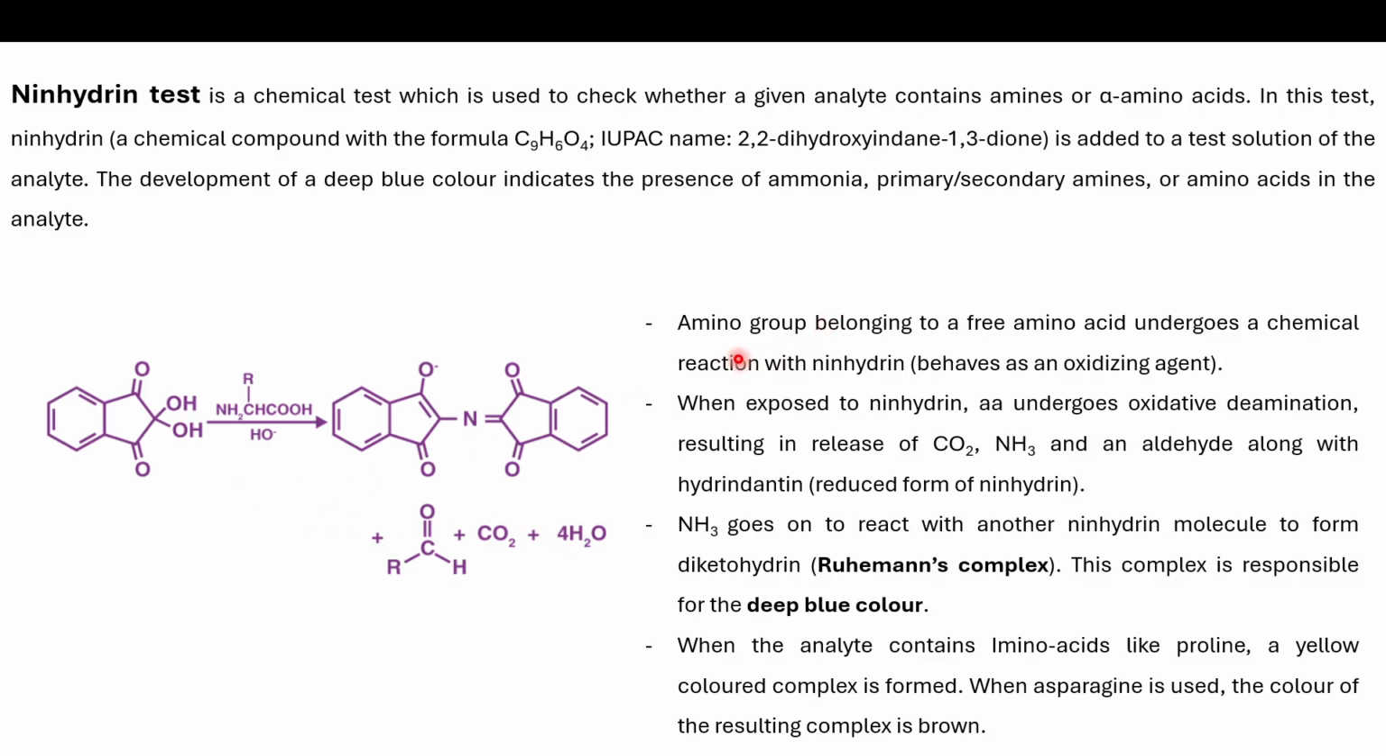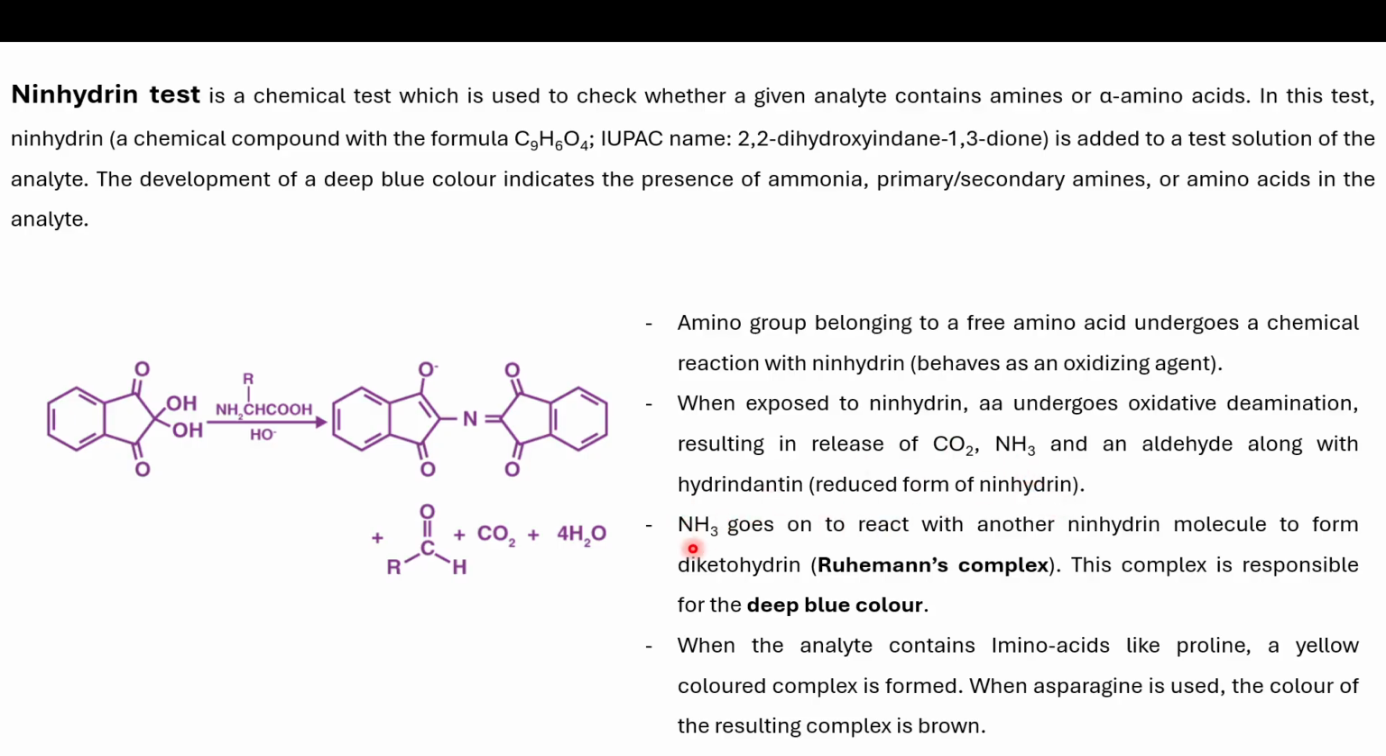So, this is the amino acid in question. The amino group belonging to the free amino acid, here NH2, undergoes a chemical reaction with ninhydrin. Ninhydrin basically behaves as an oxidizing agent. Okay, that means it itself is getting reduced. So, when exposed to ninhydrin, the amino acid in question undergoes oxidative deamination, resulting in the release of CO2, NH3, and an aldehyde. Here, the aldehyde along with hydrindantin, which is eventually the reduced form of ninhydrin.